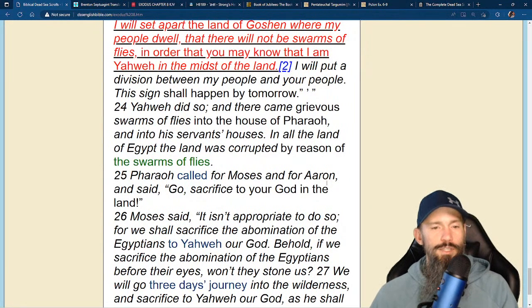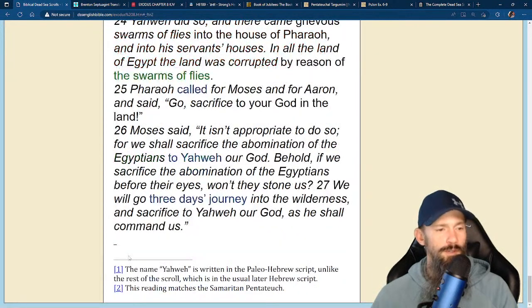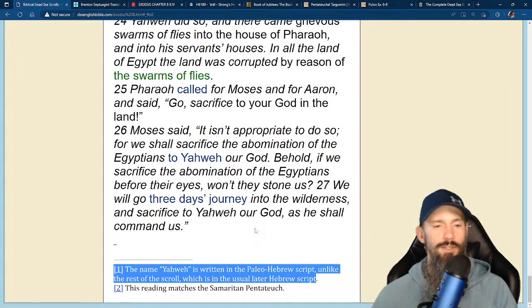Pharaoh called for Moses and for Aaron and said, "Go sacrifice to Elohim in the land." So this is 2 here. The reading matches the Samaritan Pentateuch. Yep, that's what I thought. The name Yahuwah, or Yahweh, is written in Paleo-Hebrew script, unlike the rest of the scroll, which is in the usual later Hebrew script. See?